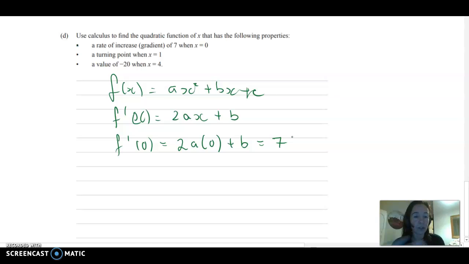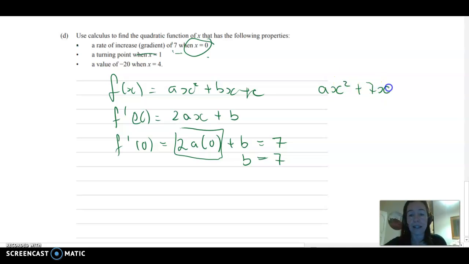I hope you kind of followed that. I just substituted x is 0 in, and I know that my gradient is 7 when x is 0. So I know that f dash of 0 is going to give me 7, which is great because I know that anything times 0 is 0. So that's cancelling that out, and I'm left with a nice little b equals 7. So now I know that it's going to be ax squared plus 7x plus c.